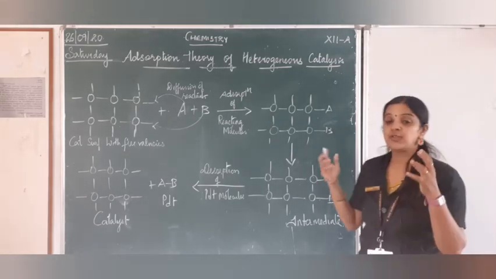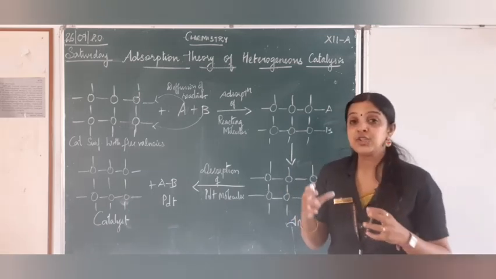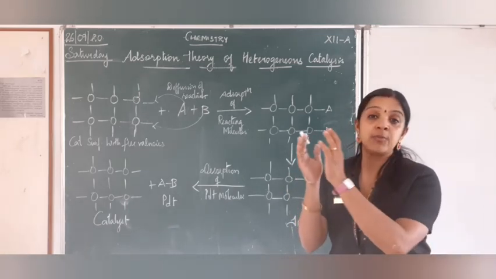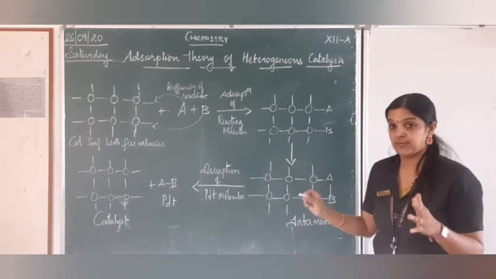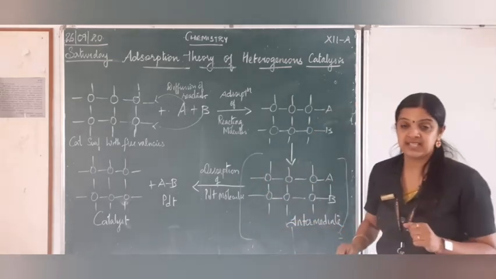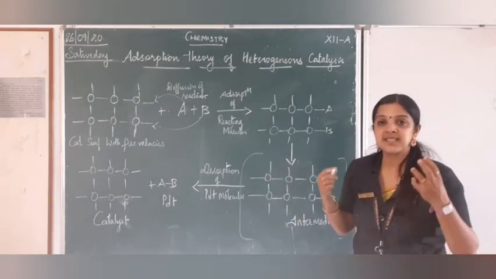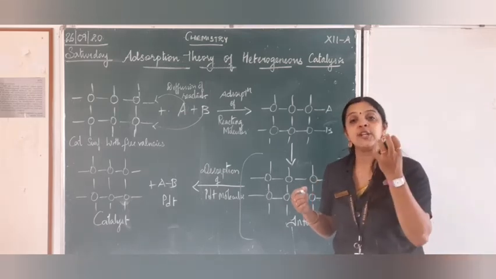Now, AB has to form a product. So, if A and B have to join, they should join and make a product. But before joining and making a product effectively, they form a complex which is called an intermediate. We call an intermediate a state which is not stable, that is, which does not stand for a long time.